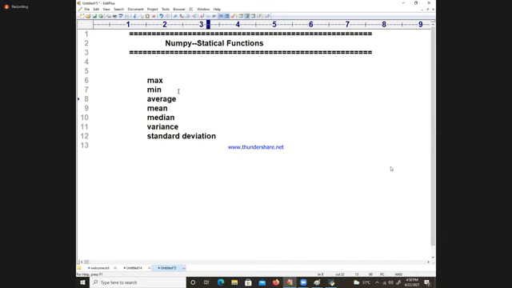Average you want to find. Like that, so many things are there. The main important things are these, the very important things you will come across. All of that comes under different types of statistical functions.